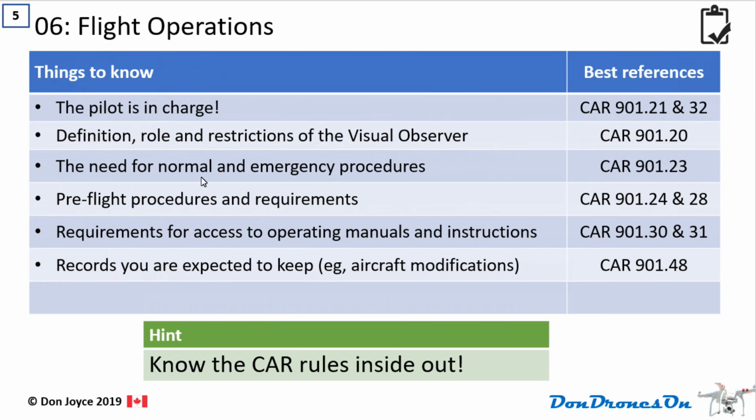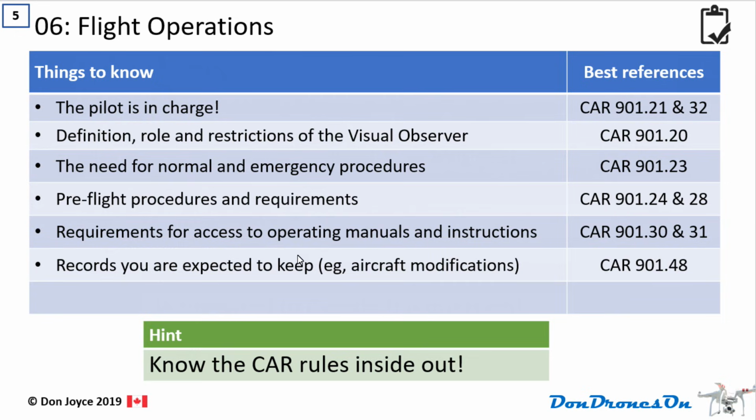You are expected to have written procedures on your person, or nearby anyway, for both normal procedures and emergency procedures associated with your flight. They are defined in Rule 23, and you may want to read up on that. And similarly, you're expected to have written down pre-flight procedures, like a checklist sort of thing of what you go over, and you're expected to understand the requirements associated with that. They're in rules 24 and 28.